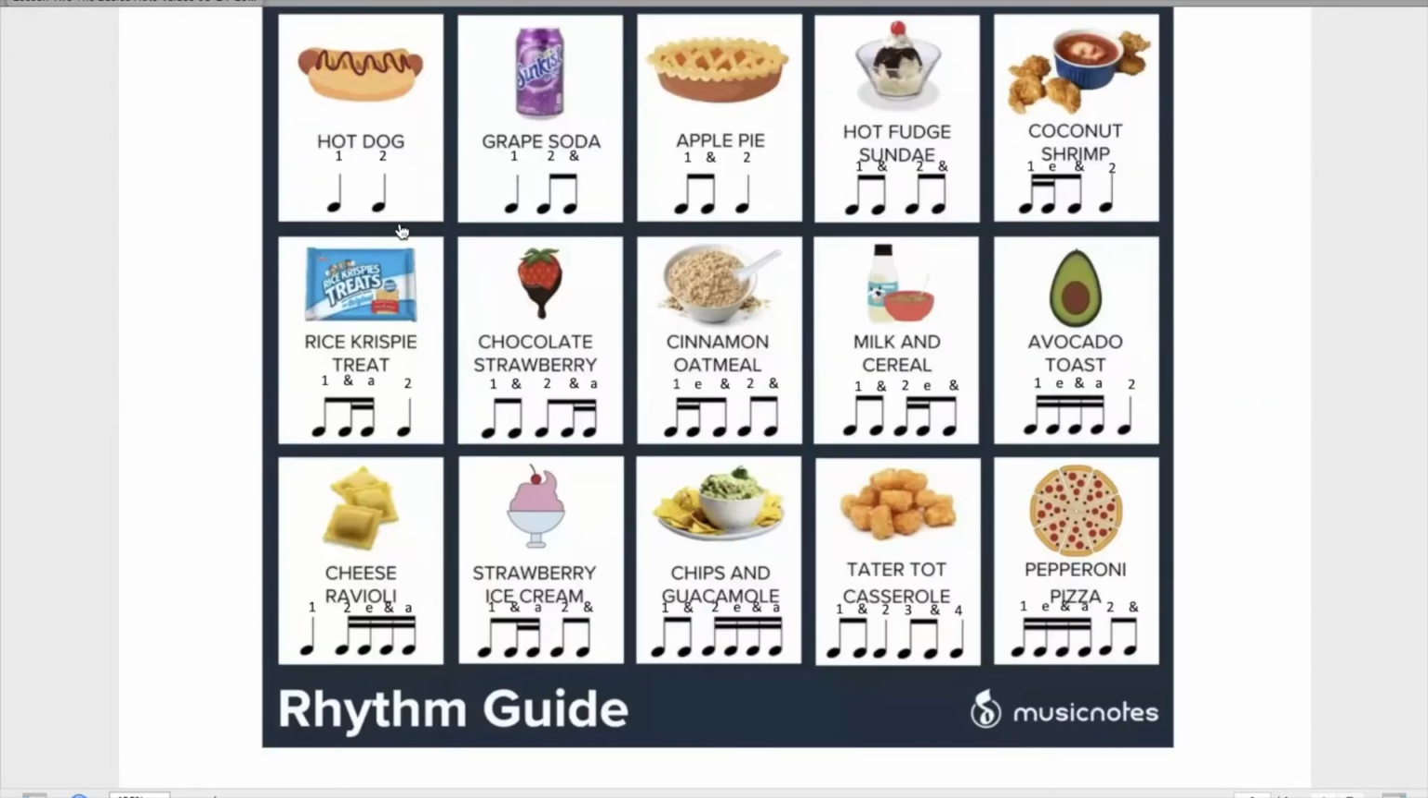Whenever you have a chance, go ahead and practice these food groups. For example, let's go to the first line. You would then go across and just count the 2 beats. 1, 2, 1, 2. Hot dog, grape soda, apple pie, hot fudge sundae, coconut shrimp. Sometimes it'll be easier if you do it with a metronome, usually found on your phone. But if you do it just by clapping your hands, make sure that the rhythms are even.